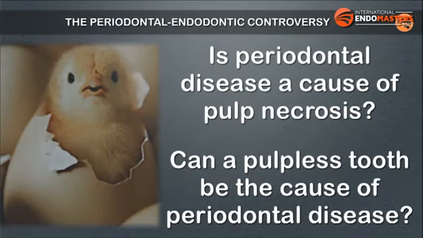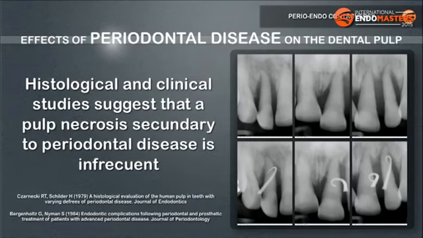The periodontal-endodontic controversy. There is a controversy related to the effect of periodontal disease on the dental pulp and the effect of pulp necrosis on the initiation and progression of marginal bone loss. The main questions are: is periodontal disease a cause of pulp necrosis? And can a pulpless tooth be the cause of periodontal disease? Let's see. Effects of the periodontal disease on the dental pulp.